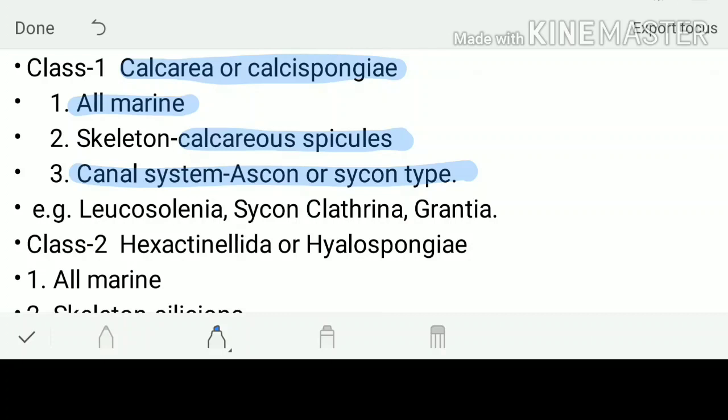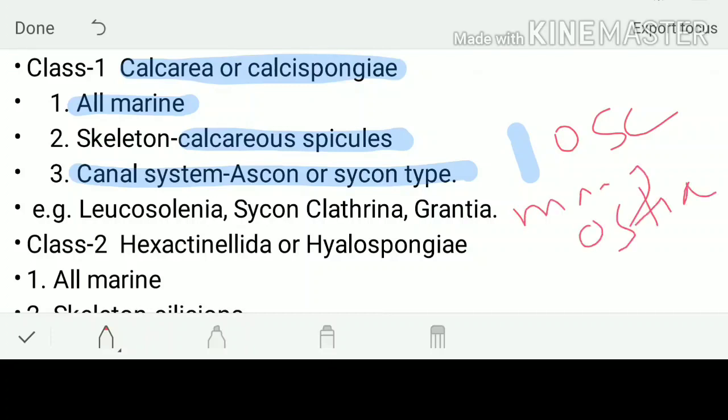So here we have Calcaria, and on the basis of their similarity, they are a very primitive kind, so that's why they are kept in class 1. Only one osculum and many ostia. Deal with the thing.